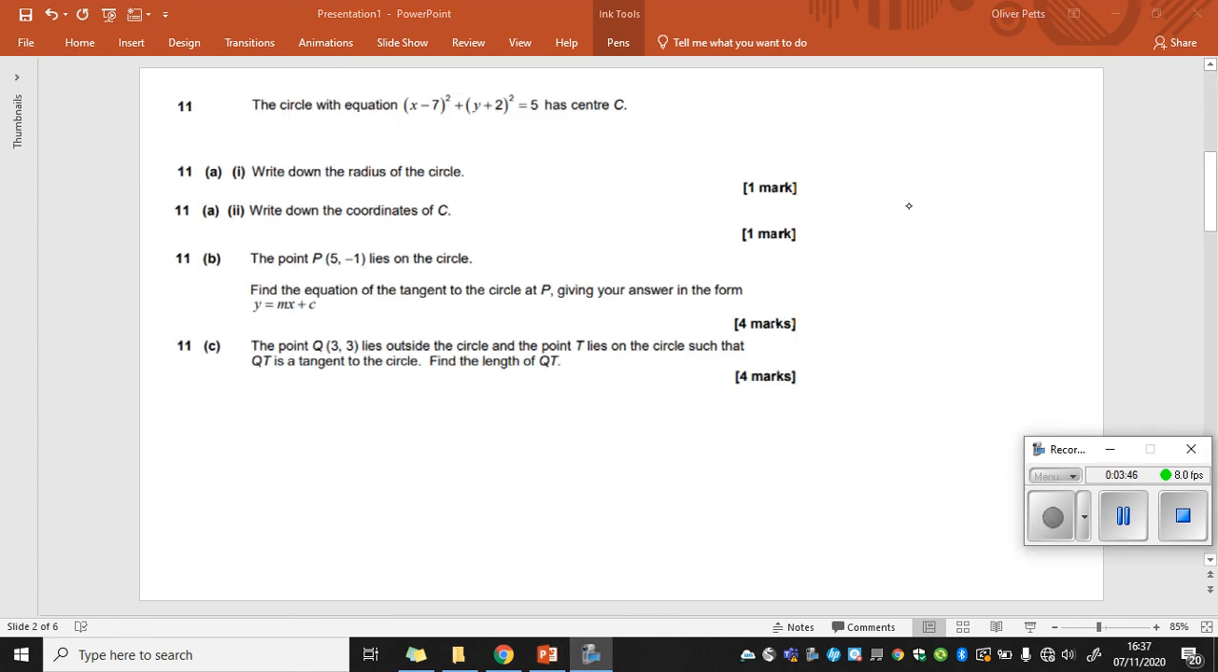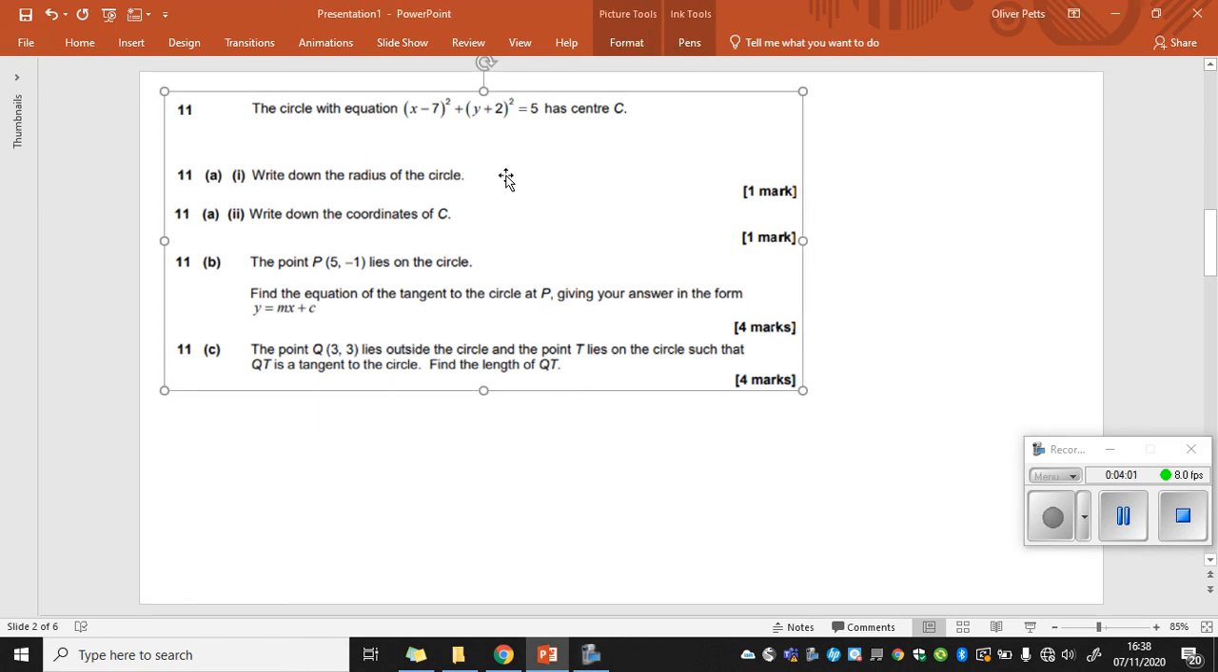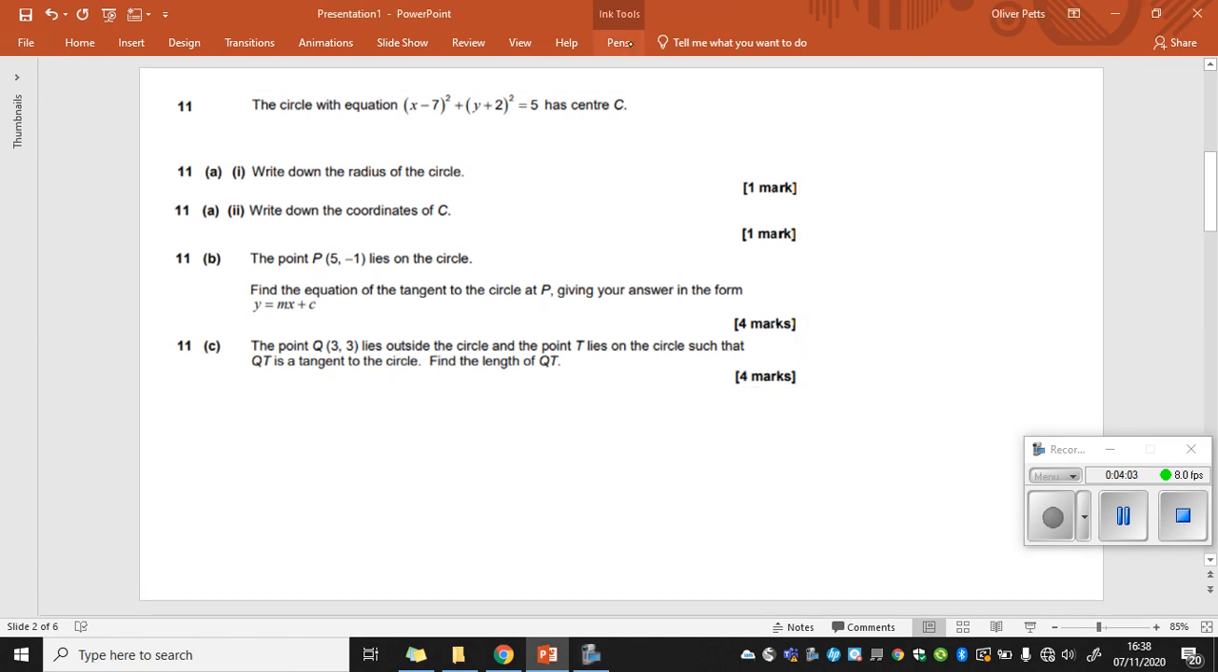Okay, question 11. A circle has the following equation with the center at C. Write down the radius of the circle. Given the format of the circle equation, all we need to do is take the root of that right hand side. The radius is going to be root 5. Write down the coordinates of C. So the coordinates of our center is going to be positive 7, negative 2.